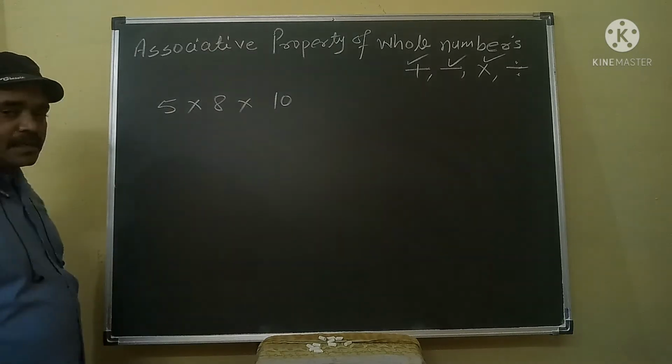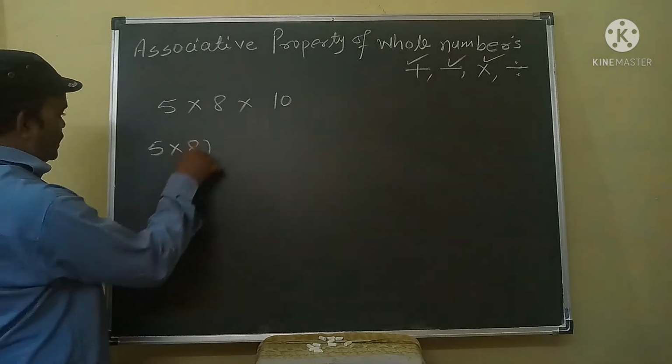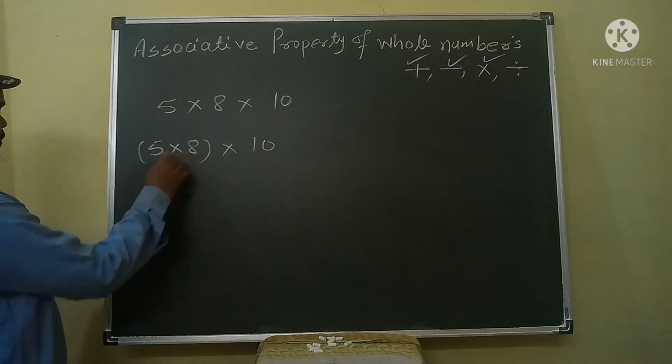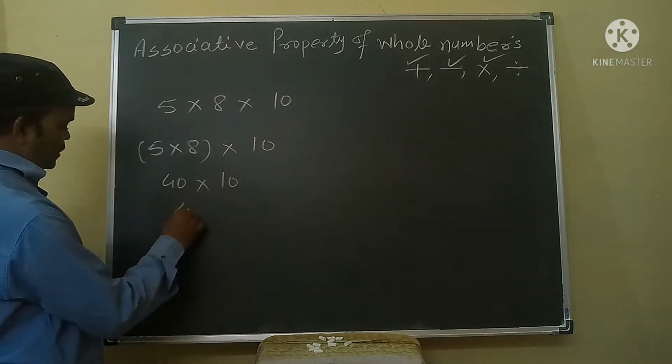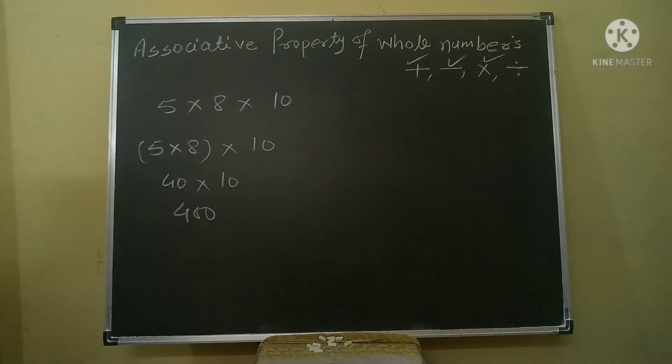First we will make the group of 5 and 8. (5 × 8) × 10. 5 times 8 is 40, times 10 is 400.